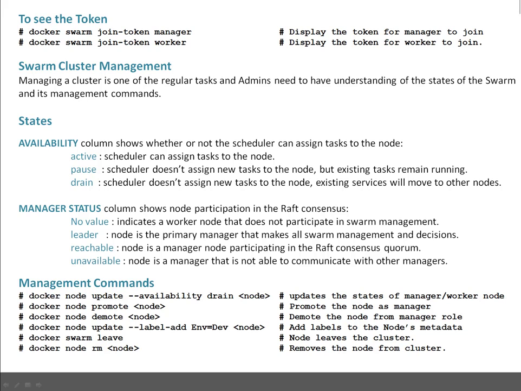Next manager status is reachable. Reachable means the node is a manager node and it's participating in the raft consensus quorum. So it's a manager, but it's not a leader. Unavailable means the node is designated as a manager, but it is not able to communicate with other managers. Maybe it got some network connectivity issue or some other issue. So let me give a quick demo about these things, then we will go to management commands.